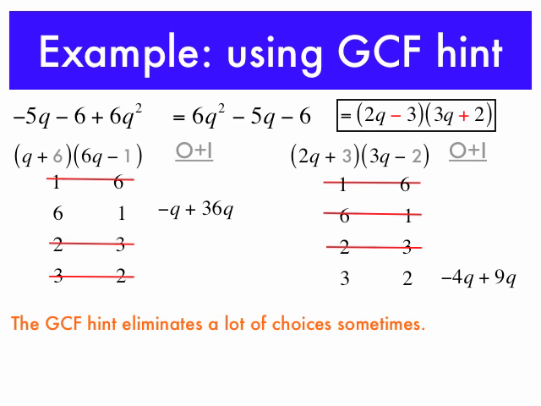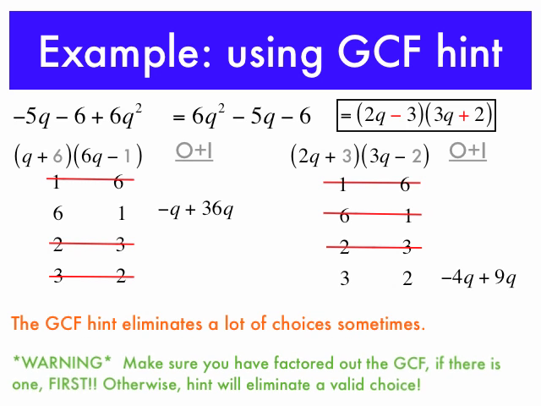So just remember, the greatest common factor hint eliminates a lot of choices sometimes, but it comes with a warning label. You have to make sure that you factored out the greatest common factor at the very beginning. If there is one and you forget it, then you will eliminate a valid choice by using the greatest common factor hint. So we know it was okay to use it in this case because 6q squared minus 5q minus 6 does not have a greatest common factor.